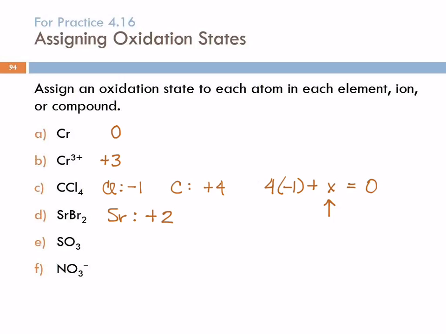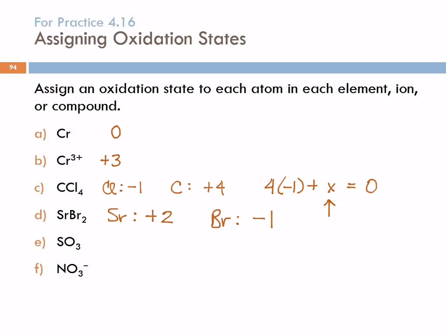This is confusing. So strontium's +2, so then the bromines have to be what? -1. Because there's 2 bromines. The strontium gets to be +2. There's 2 bromines. These oxidation states have to add up to 0. And so the bromines must be -1. It's dangerously similar to ionic charges, isn't it?